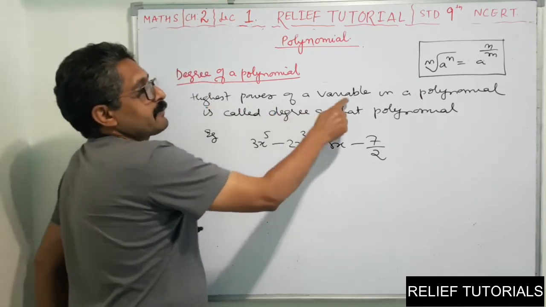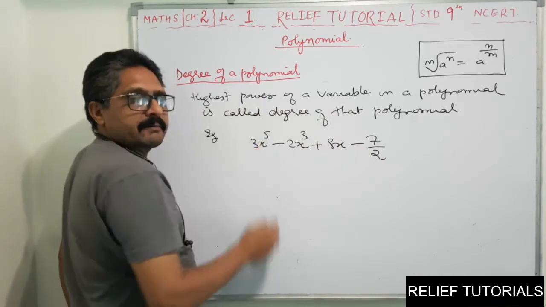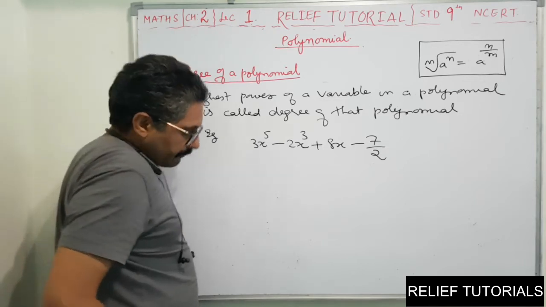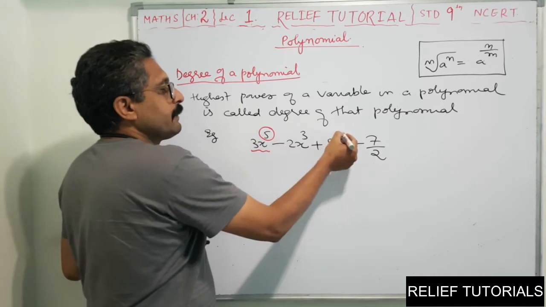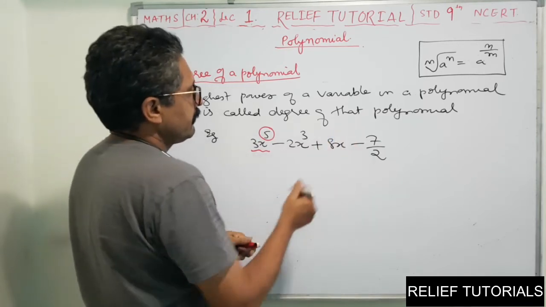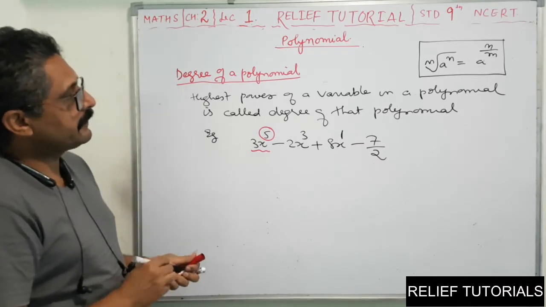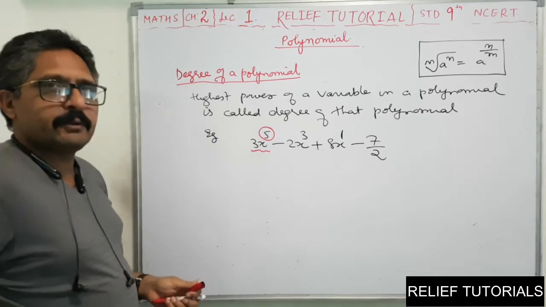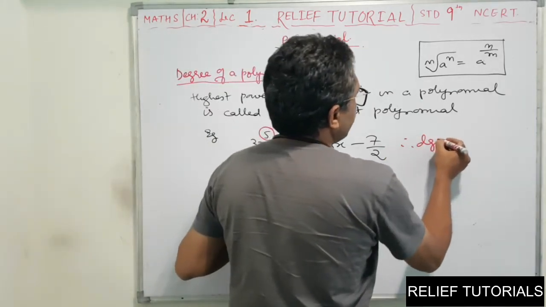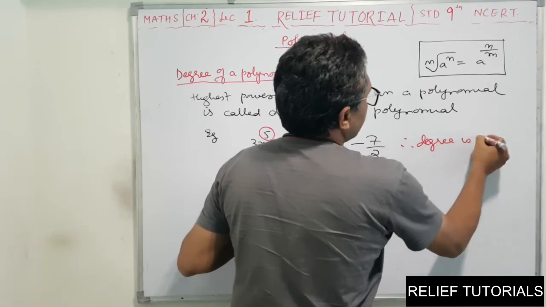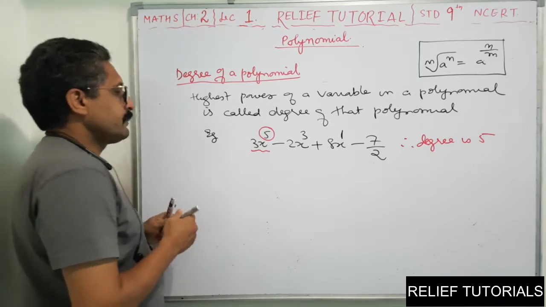So highest power of a variable. Among all these powers, which is the highest power? 5 is the highest power. Here 5 is the highest power among all the powers. Here it is 1. So highest power of a variable in a polynomial is called degree of that polynomial. So degree of this polynomial is 5. Clear? One more example you see.